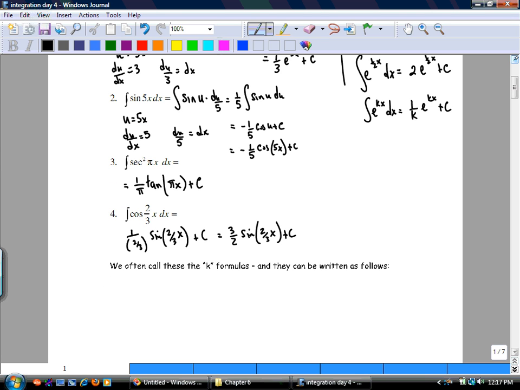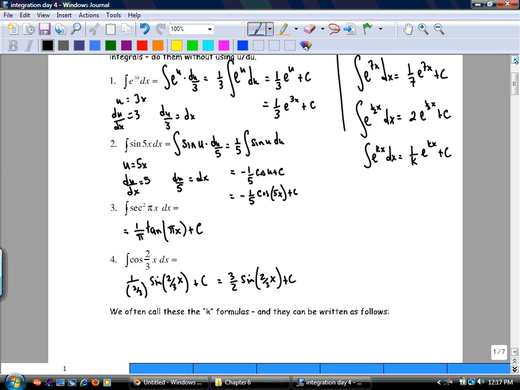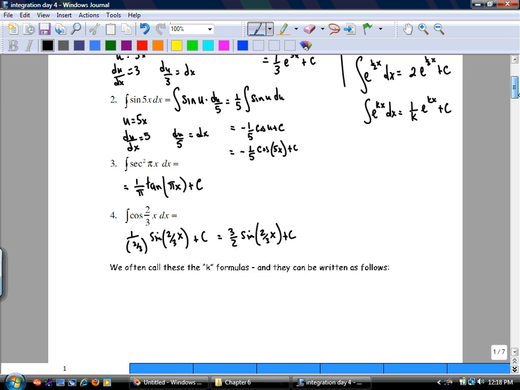We'll zoom out a little bit. Are we good?